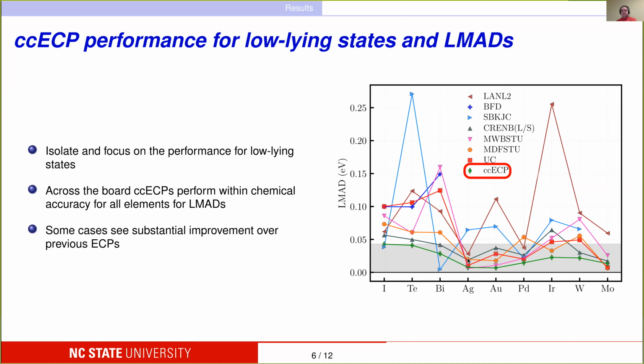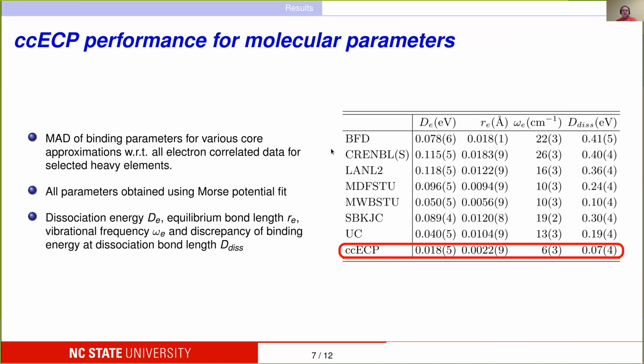And in some cases, we significantly outperform some of the previous available ECPs. Here we have the ccECP performance for various molecular parameters. For each element, we constructed a dimer using these ECPs, each family, and then we did a Morse potential fit of the binding energy curve. From that, we extracted the equilibrium bond length, the dissociation energy, the vibrational frequency, and the energy at the dissociation limit. And we compared these against the all-electron values.